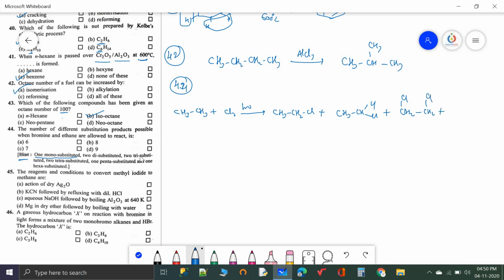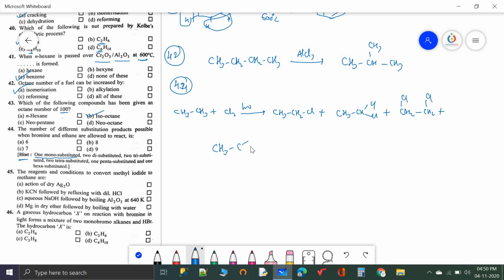So two products and two trisubstituted products. Trisubstituted products means it is obtained by replacing three hydrogens. In those three hydrogens, all 3 may be from the same carbon, or 2 from one carbon and 1 from the other carbon. So let's try to write down those products.